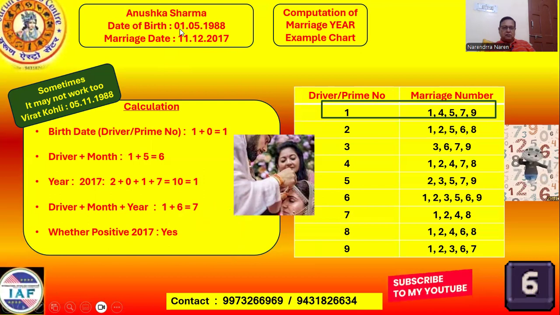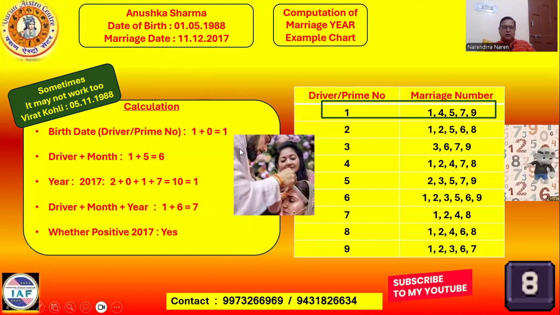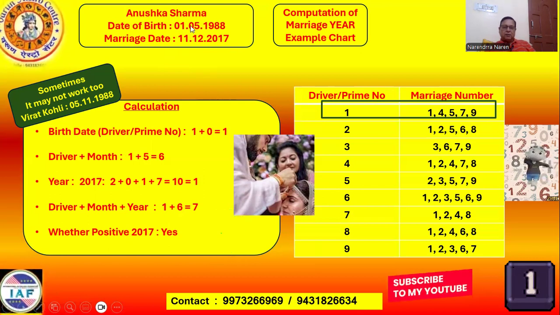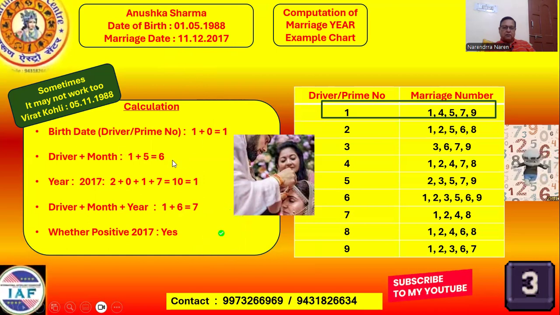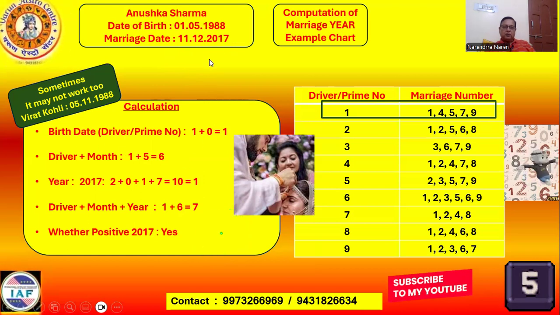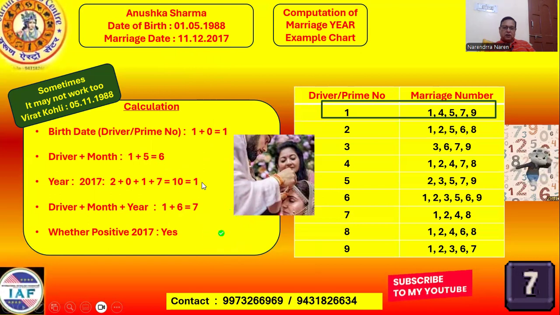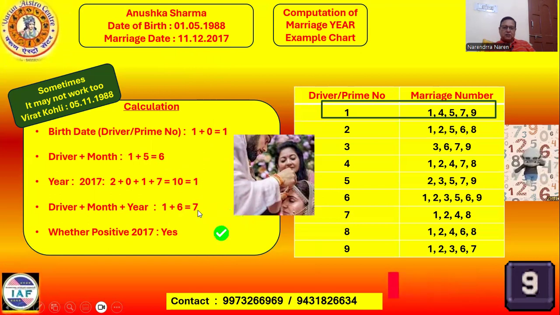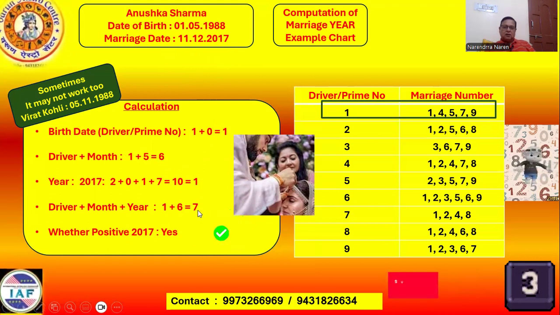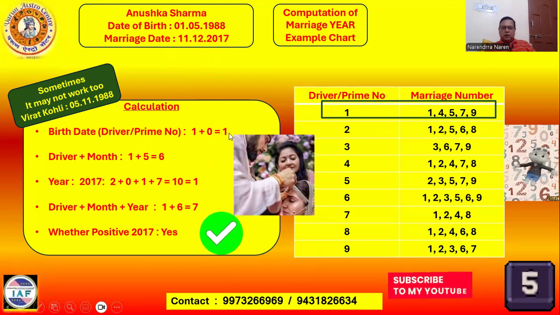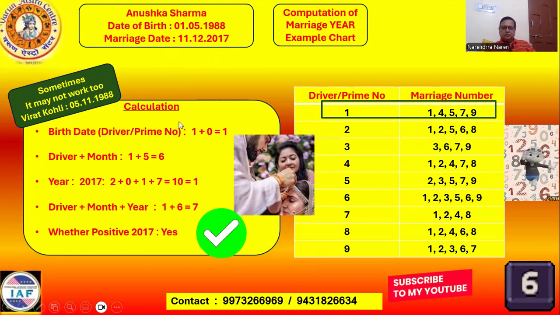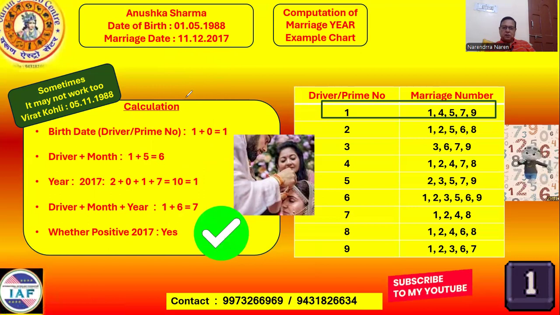So from the birth date we are getting 1, from the birth date and month we are getting 6, and from 2017 we are getting 1. So 1 plus 6, it is coming 7. So against the prime number 1 we are getting 7 here. So we are getting 7 and that's why this is confirmed. But is it perfect for Virat Kohli?